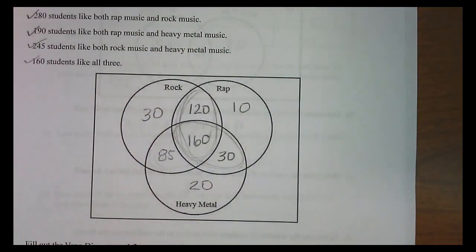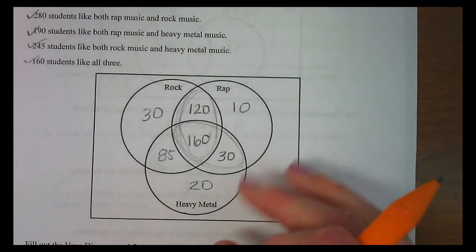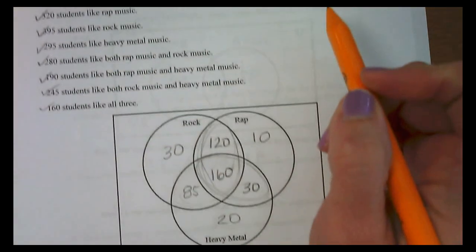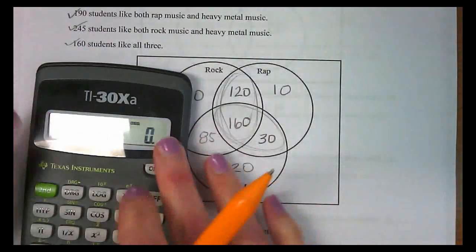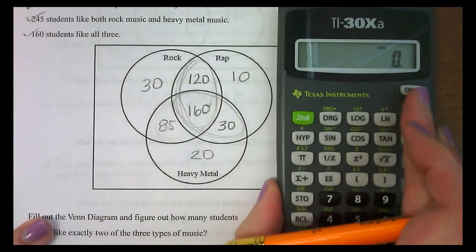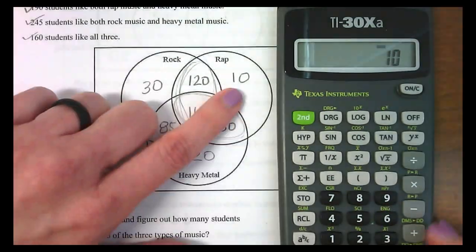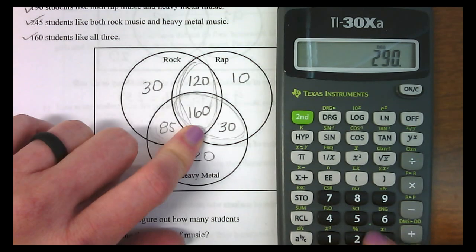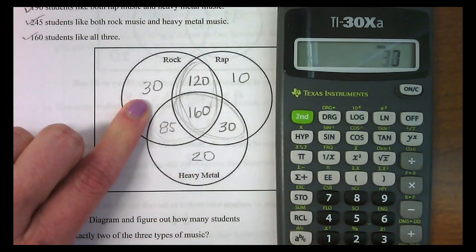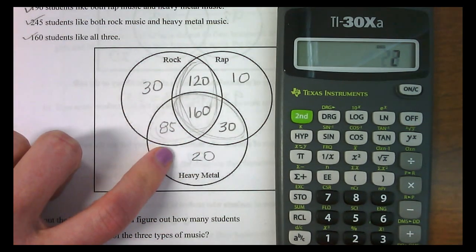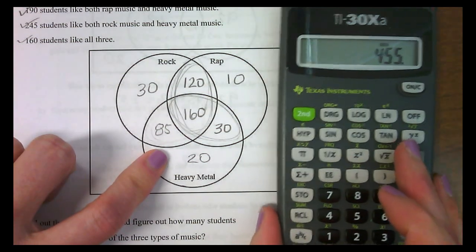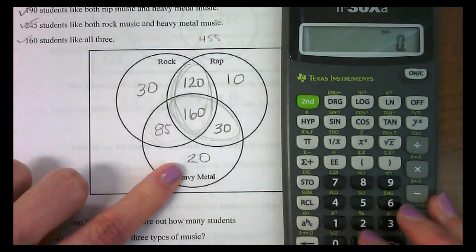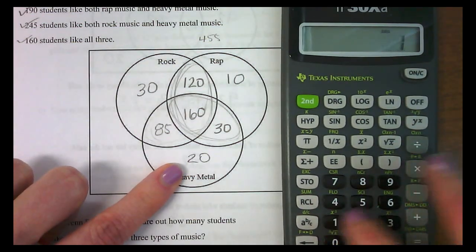So now I have my Venn diagram filled in inside the circles. Remember we had this number at the beginning that was 495. We have to see what all these add up to so that we know how many might need to go outside the circles. So I'm going to take each one and add them up. And I got 455, so I'm just going to write that down real quick, and I'm going to make sure I didn't make a mistake and double check and add them up again.